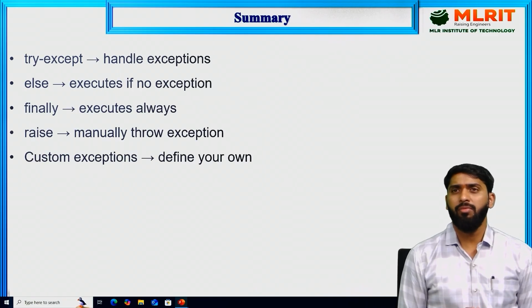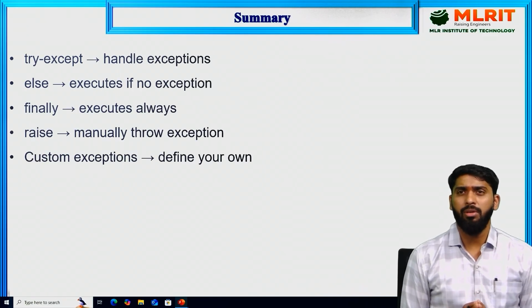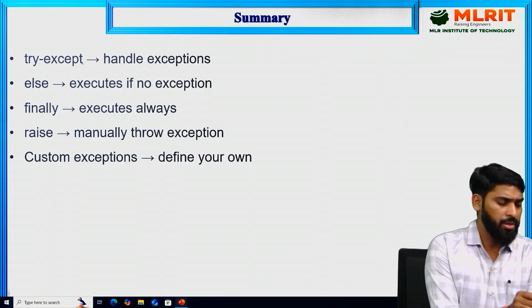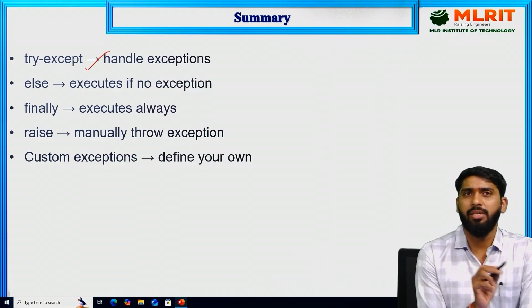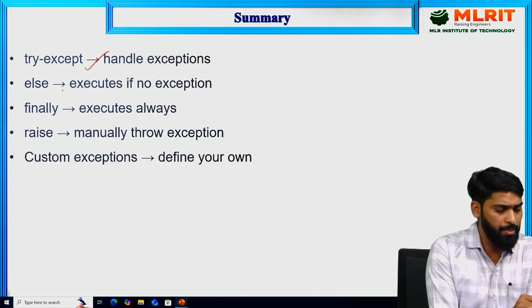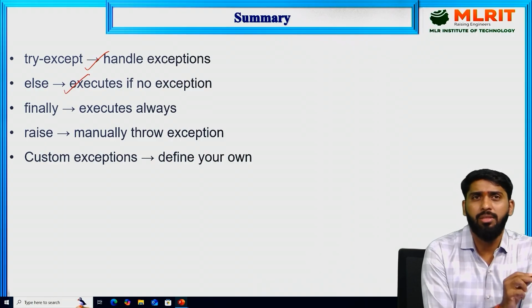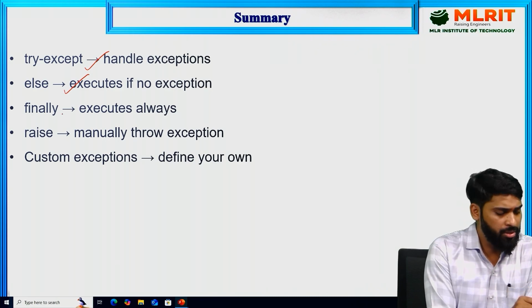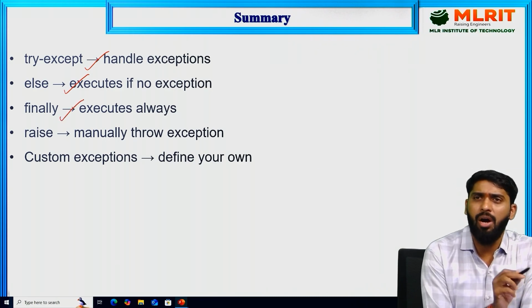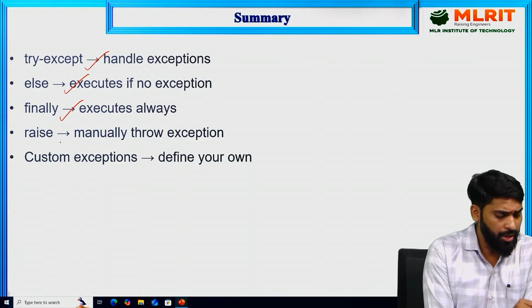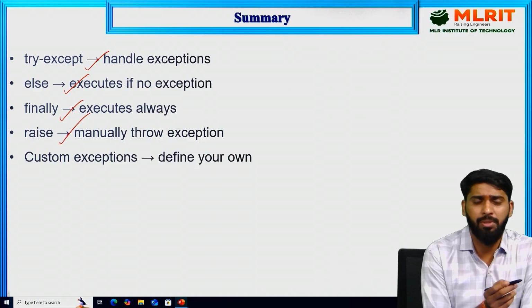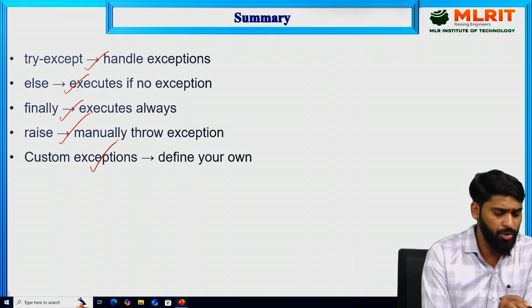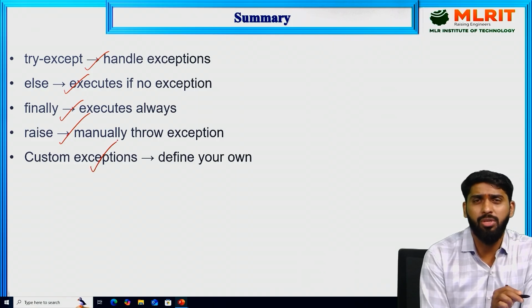So, coming to the summary of the session. In this session we learned about exception handling in Python. Here we saw the try except block to handle exceptions, and we discussed the else block. This else block executes if there is no exception, and we discussed the finally block. The finally block is always executed. Raise is used to manually throw an exception. Custom exceptions mean user defined exceptions. Users will define their own exceptions.